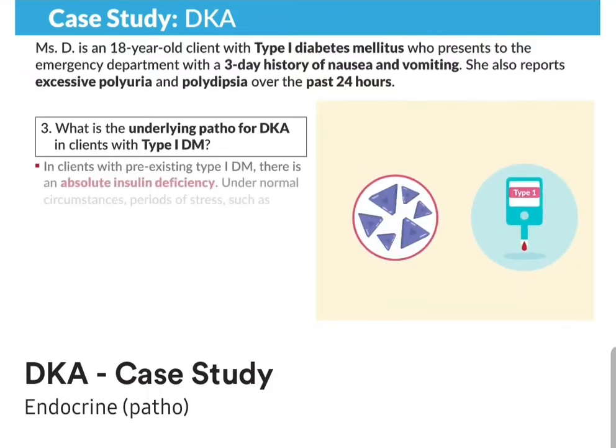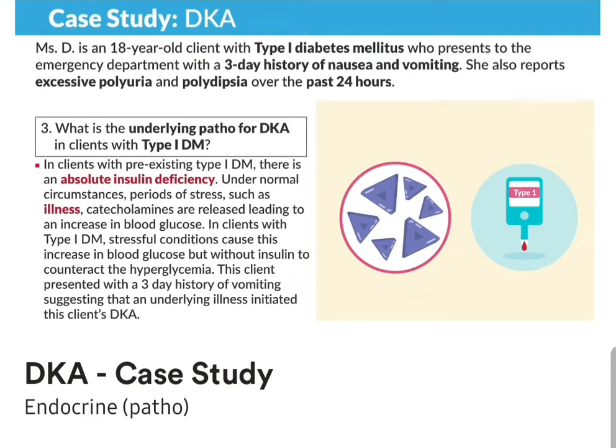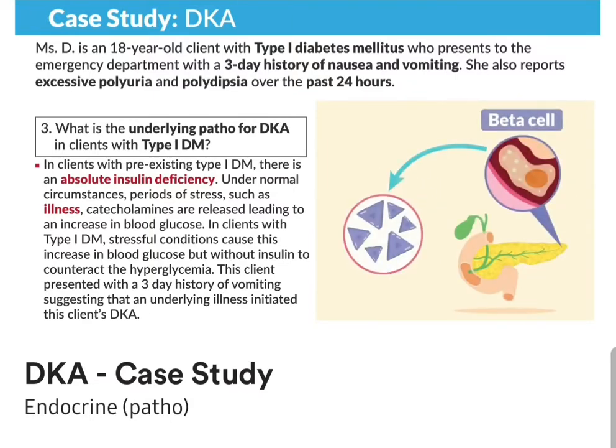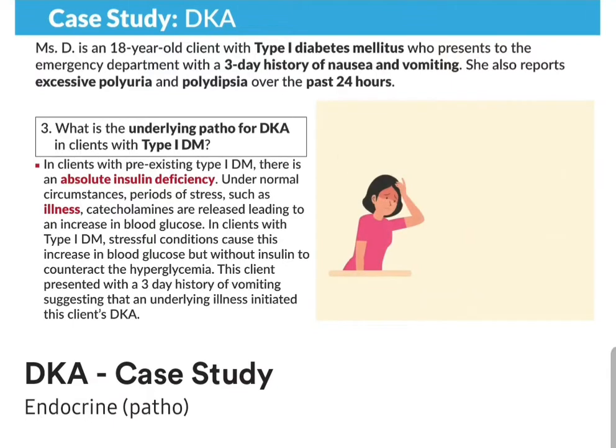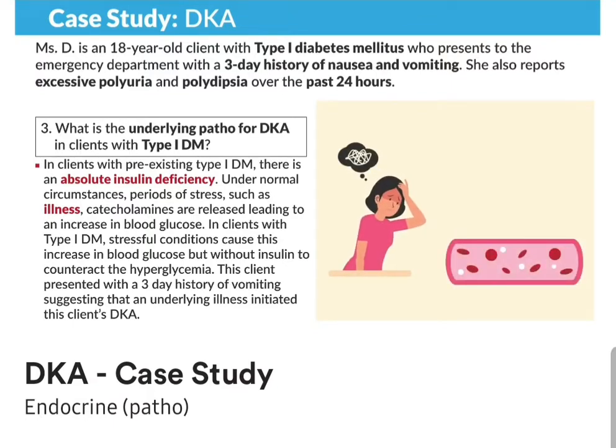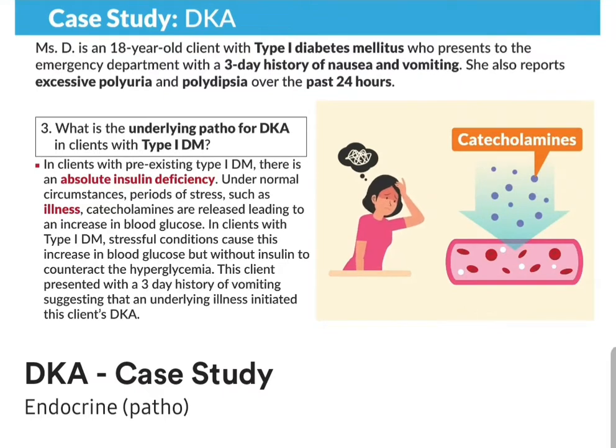In clients with pre-existing type 1 diabetes mellitus, or just DM, there is an absolute insulin deficiency. Remember, the body's killed the beta cells within the pancreas that normally produce insulin. So now the body can't produce insulin. Under normal circumstances, periods of stress such as illness, catecholamines are released, leading to an increase in blood sugar. Remember, during stress, we have an increase in sugar.